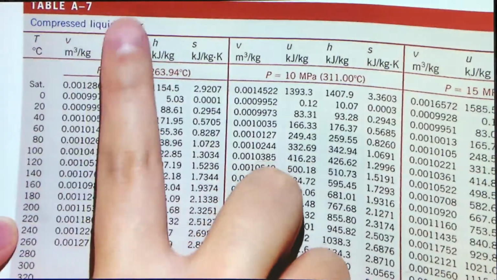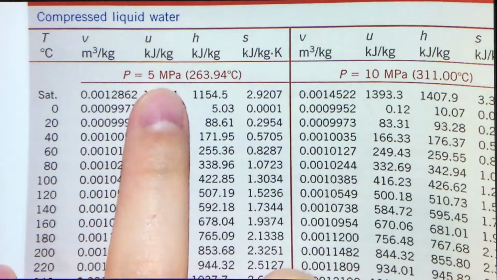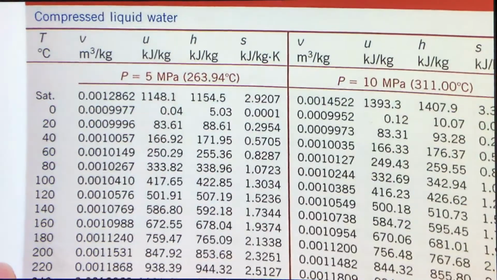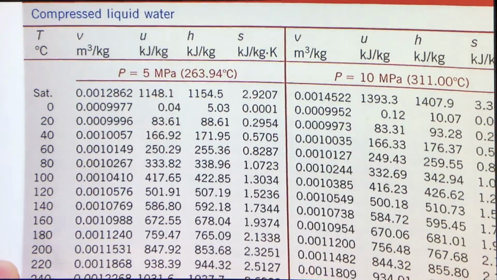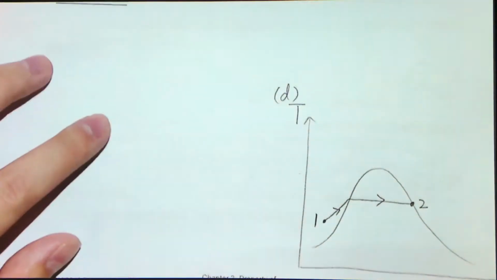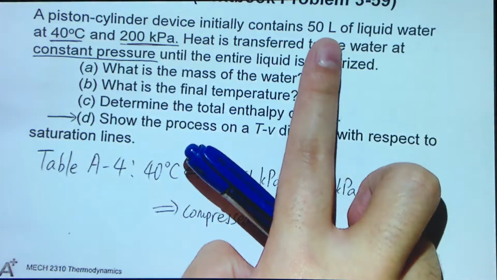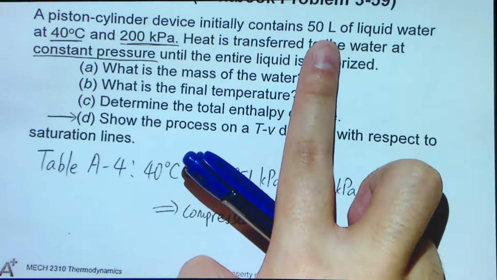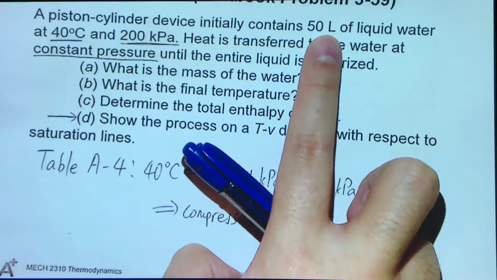This is the compressed liquid water table. The smallest pressure available is 5 megapascal, but in this case we just have 200 kilopascal. So we do not have sufficient data. As a result, we need to go back and use our approximation. In order to find out the mass, because we have the total volume of this container, after we find the specific volume, we just divide the volume by the specific volume to find the mass. So we will have part A.